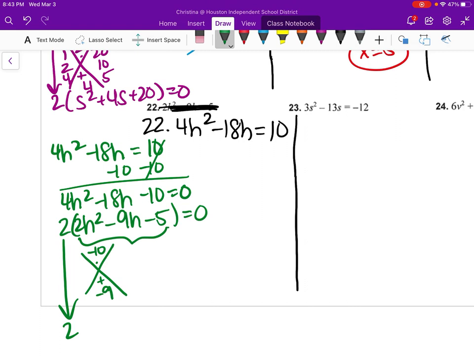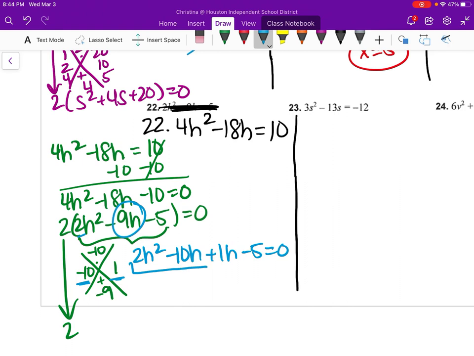I know this one. You can do it as -10 and +1. That will multiply to the top and add up to the bottom. Gross. Unfortunately, we don't have a nice pretty number where we can write out our two binomials just by looking at it. Because of this 2, we have to write out the grouping: 2h squared minus 10h plus 1h minus 5. I'm replacing the 9h with the 10 and the 1.